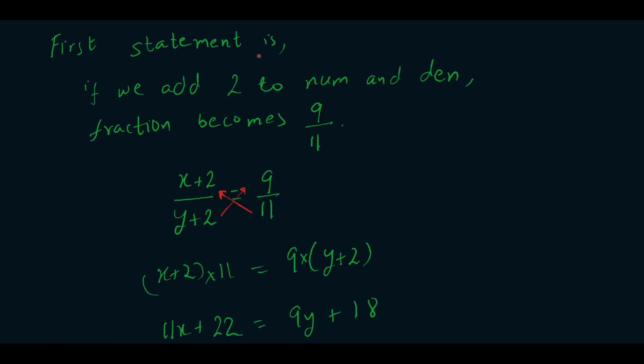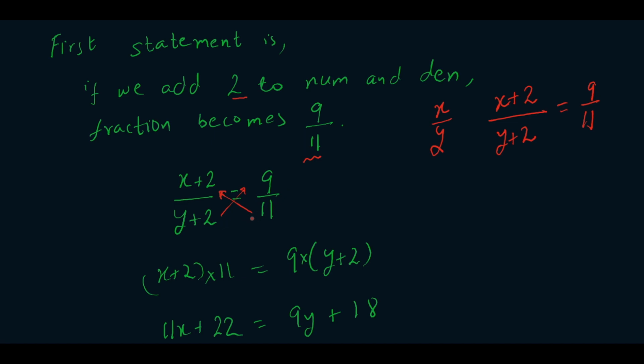So our first statement is that if we add 2 to numerator and denominator, our fraction becomes 9 by 11. So now our fraction is x by y. When you add 2 to numerator, it becomes x plus 2. When you add 2 to denominator, it becomes y plus 2. Now this addition of 2 leads to the value 9 by 11. So x plus 2 by y plus 2 is equal to 9 by 11.